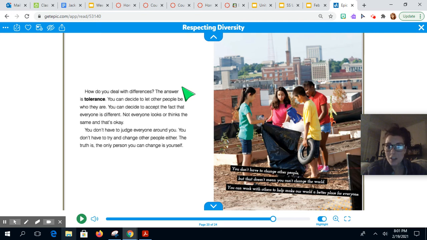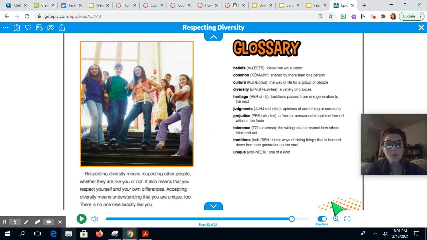You don't have to judge everyone around you. You don't have to try and change other people either. The truth is, the only person you can change is yourself. You don't have to change the other people, but that doesn't mean you can't change the world. You can work with others to help make our world a better place for everyone. Respecting diversity means respecting other people, whether they are like you or not. It also means that you respect yourself and your own differences. Accepting diversity means understanding that you are unique too. There is no one else exactly like you.